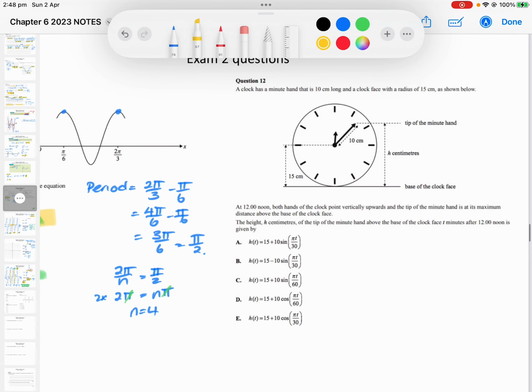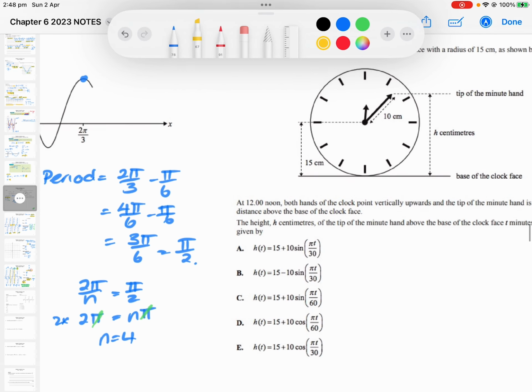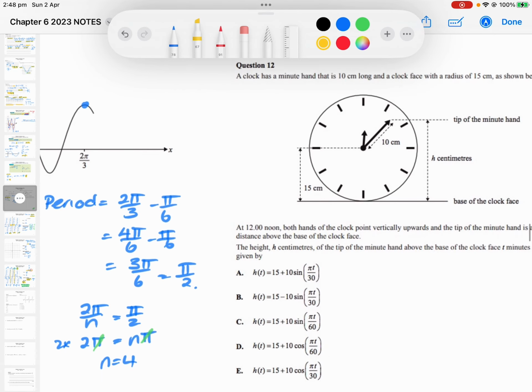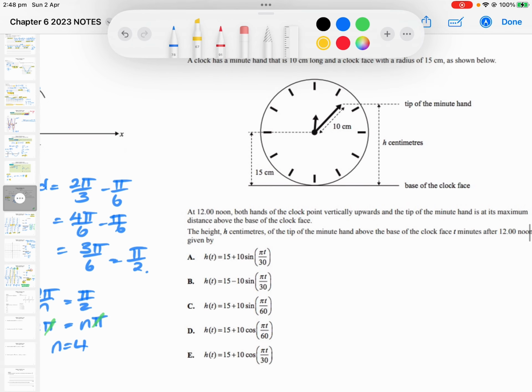Right, this is a reasonably recent one, this one, question 12. A clock has a minute hand that's 10 centimetres long, and a clock face with a radius of 15 is shown below. At 12 noon, both hands of the clock point vertically upwards, and the tip of the minute hand is the maximum distance above the clock face.